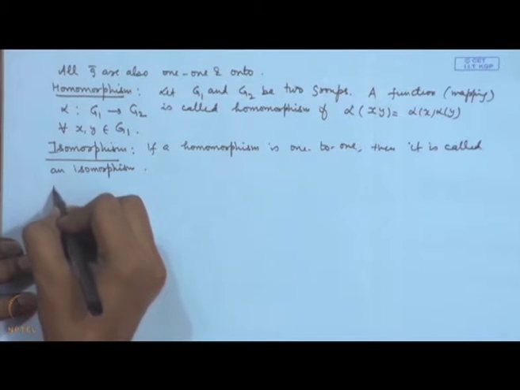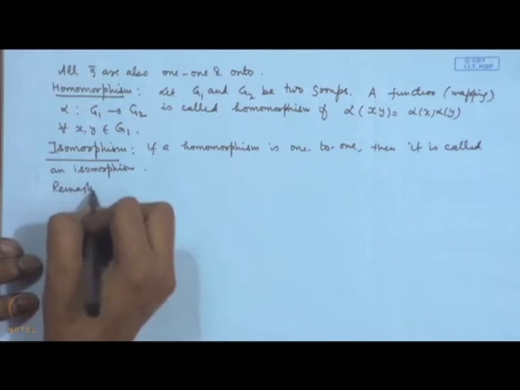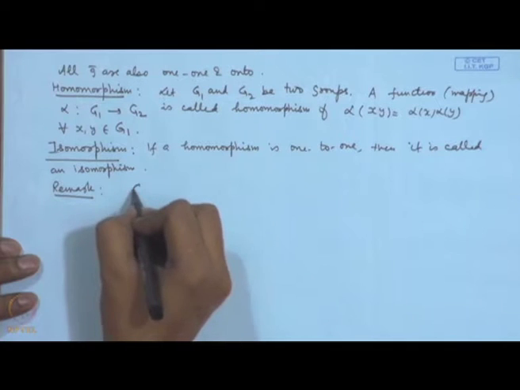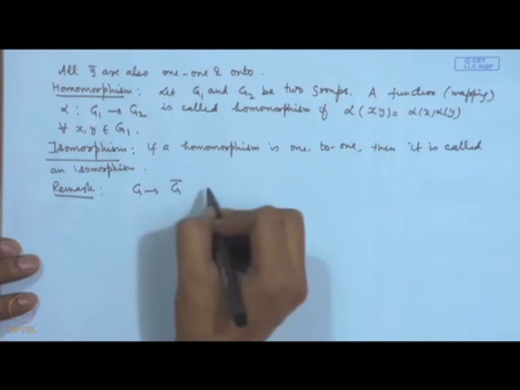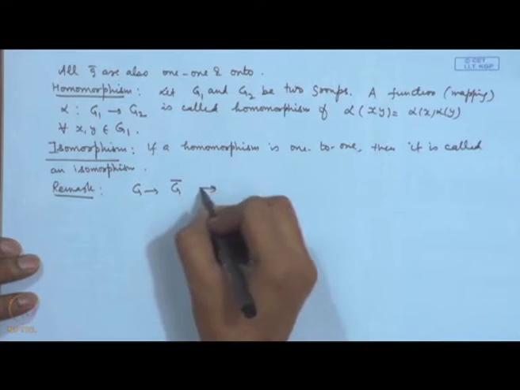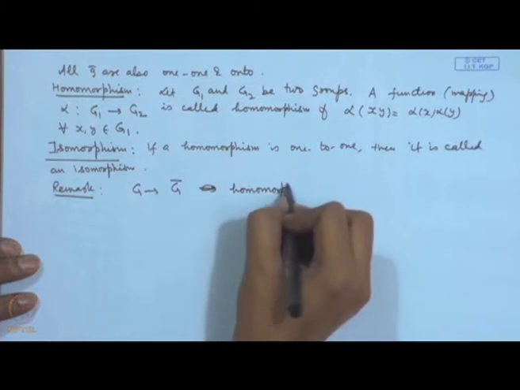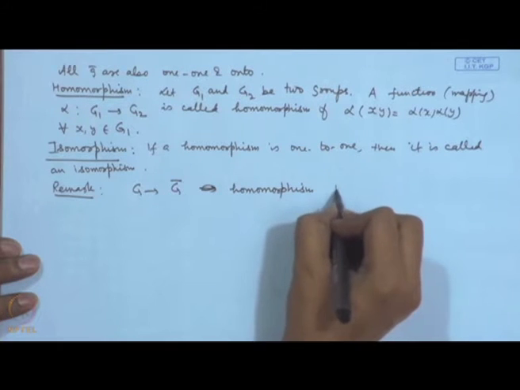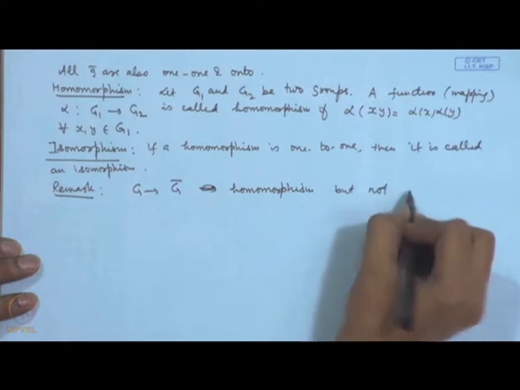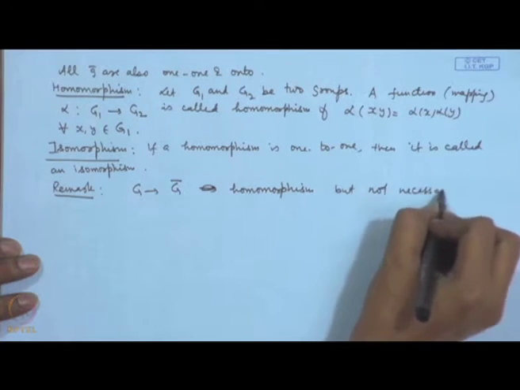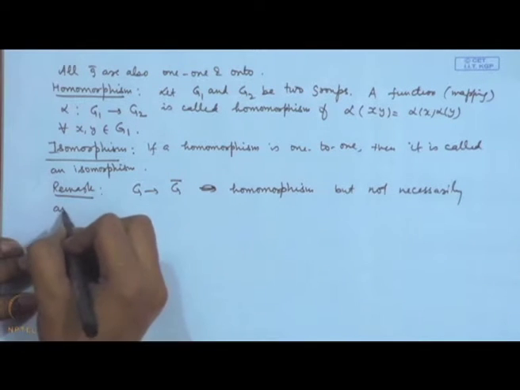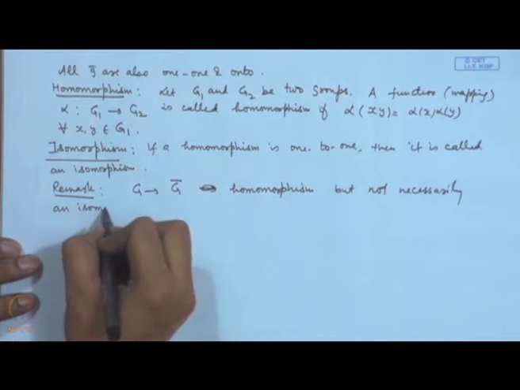So, we make a remark here that G to G bar is a homomorphism, but not necessarily an isomorphism.